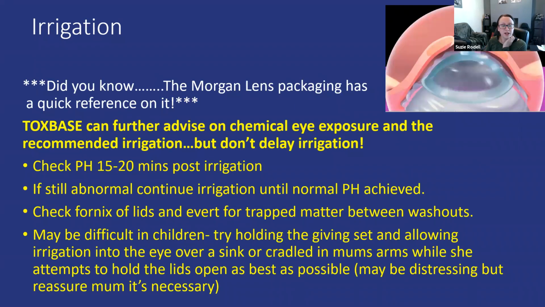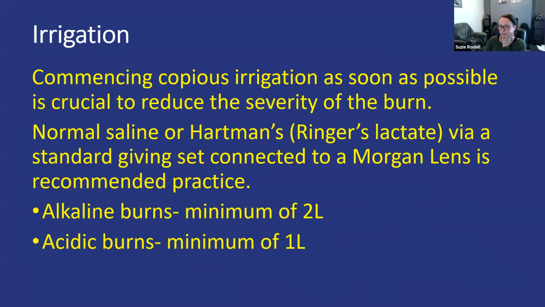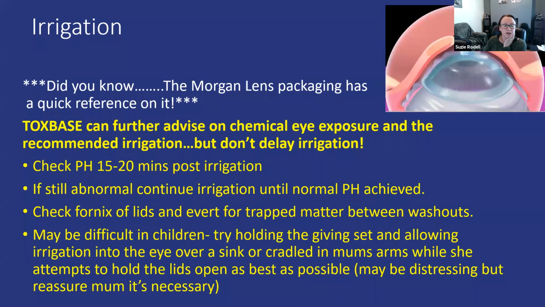Interestingly, the Morgan lens packaging has a quick reference on it as well. Not many people know that, but it pretty much gives a minimum: alkaline burns minimum of 2 litres, acid burns minimum of 1 litre. But like I say, I tend to check with ToxBase more specifically for what the chemical is and the recommended irrigation. Don't delay irrigation to check ToxBase though. Just start the irrigation. And actually, if none of you have seen it, I think I saved the video here, but we'll talk about that.